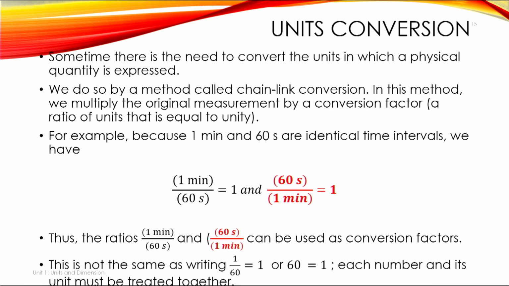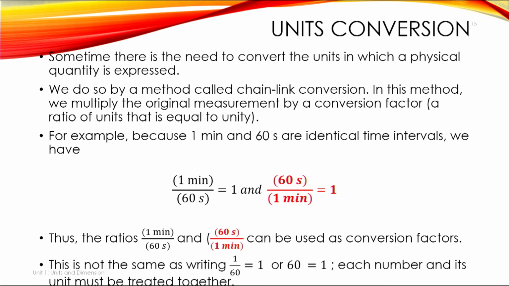For example, we know that 1 minute and 60 seconds are identical. They are identical because they are of the same time interval, only that the units are different. So therefore, we can use 1 minute divided by 60 seconds to be equal to 1, and at the same time 60 seconds divided by 1 minute is equal to 1, because since they are the same, we equate them to be equal to 1. x divided by x is 1. But this is not the same as writing 1 divided by 60. 1 divided by 60 will not equal 1.